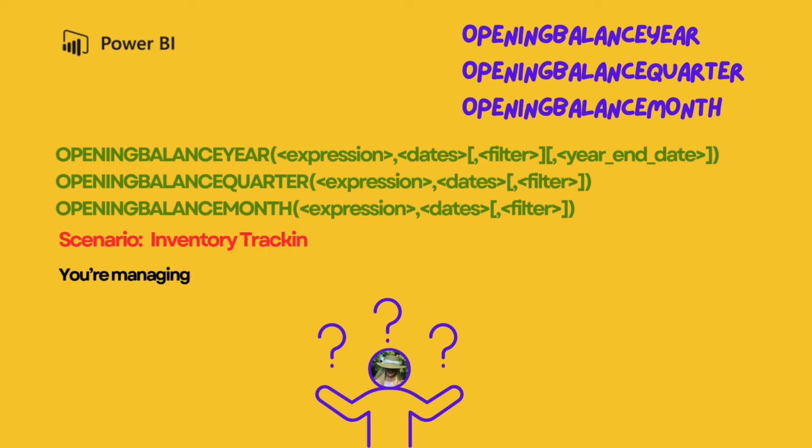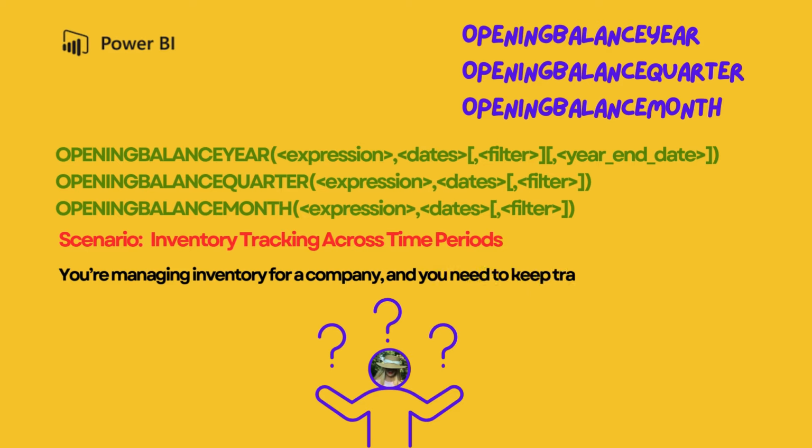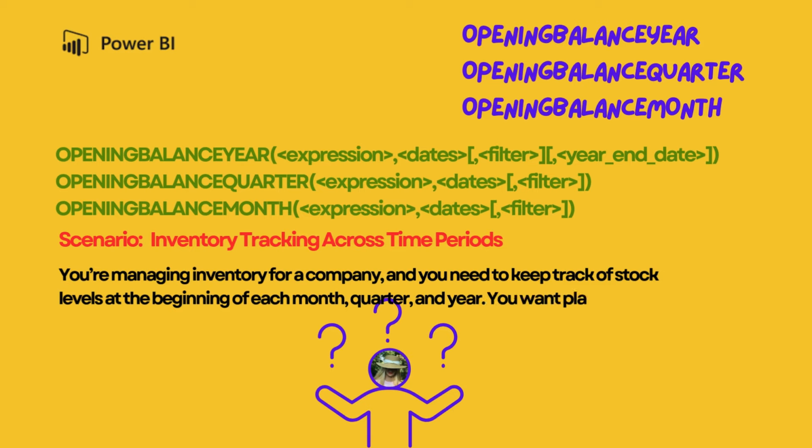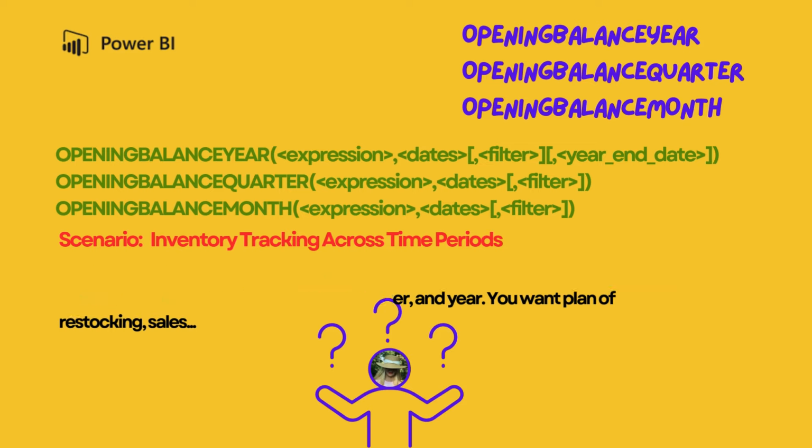You're managing inventory for a company and you need to keep track of the stock level at the beginning of each month, quarter, and year. Knowing the opening balance of inventory allows the business to plan for restocking, sales, and operations efficiently. So that scenario is about monitoring inventory level at the start of each period.